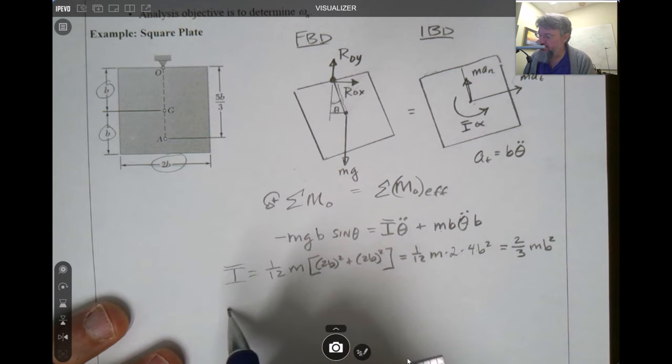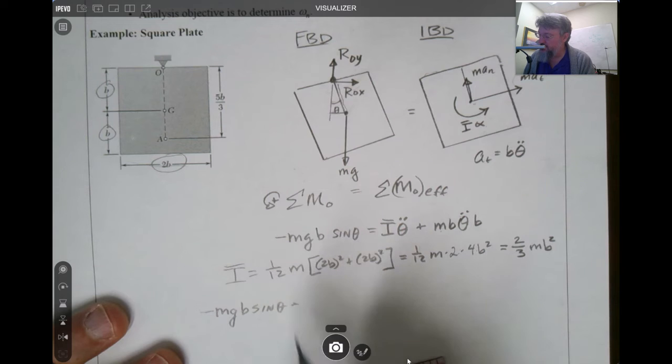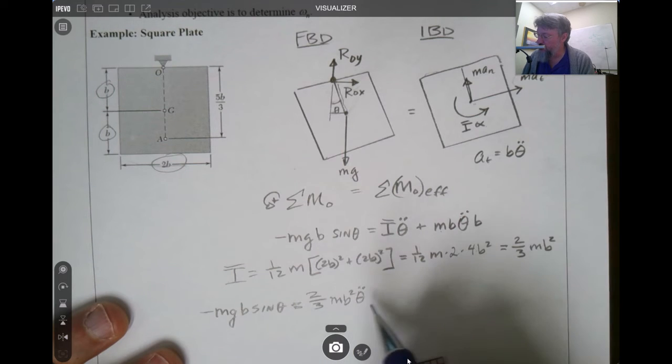Plugging this back into the top, I'll move over a little bit here. m g b sine theta is going to be equal to 2/3 m b squared theta double dot plus m b squared theta double dot.